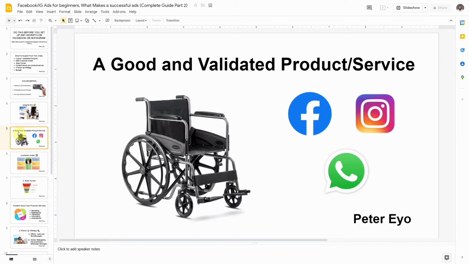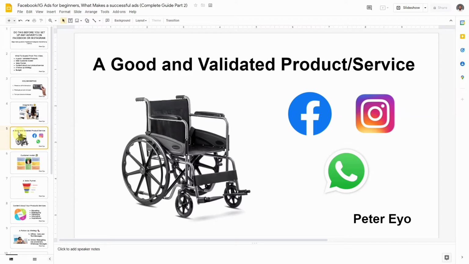Make a post about your product and services using your Facebook or Instagram or even your WhatsApp profile. Make sure you sell them first. If you get results from selling on your Instagram or on your Facebook or on your WhatsApp, that means you've validated that product. There's actually a need for that product.